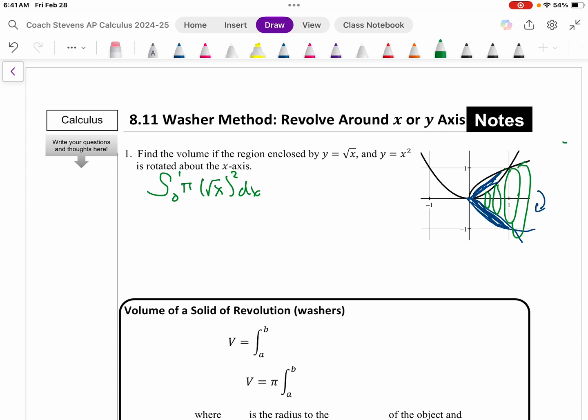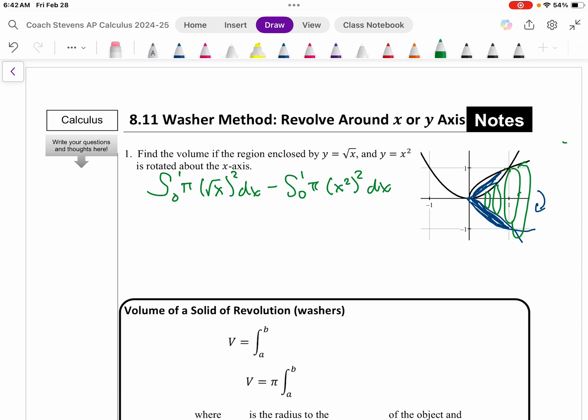But we need to now subtract off the green stuff on the inside of my picture here. So we need to subtract off that inner part. So we're going to subtract off the integral from 0 to 1 of pi times the inner equation, which would be x squared, dx. And that's fine. That is a perfect answer for it. We can simplify from there as we go forward.